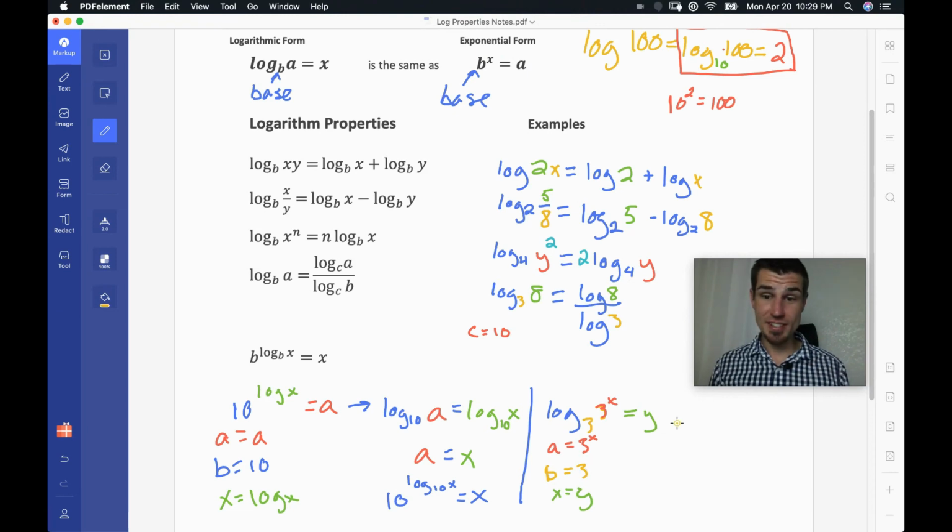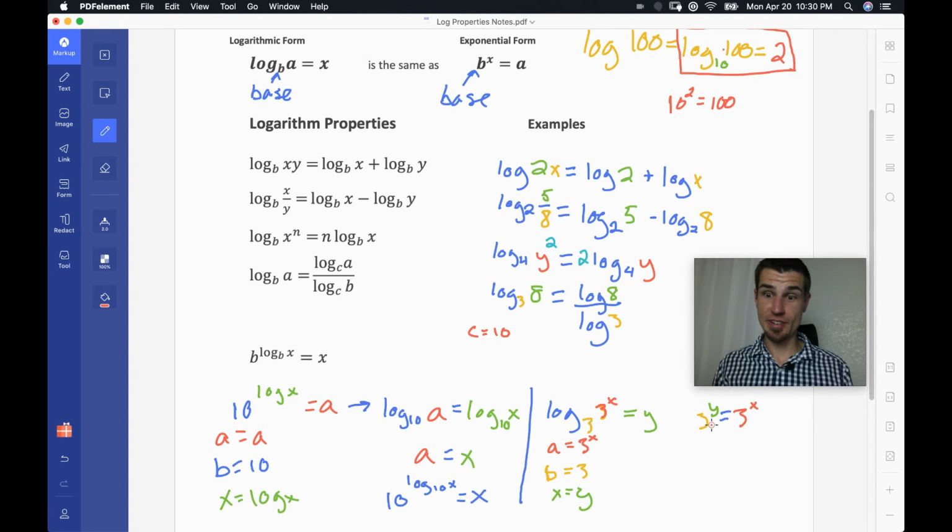Now we just take all the variables we just found and plug them into exponential form. B in this case is 3, so 3 will be the base of our exponent. What's our x? Our x is equal to y, so we write a y up there, and that's going to be equal to a. What's our a? A is 3 to the x power. So 3 to the x power.